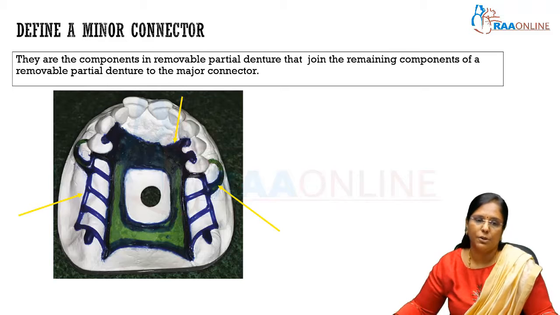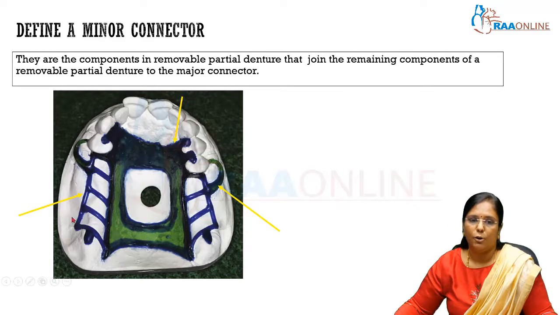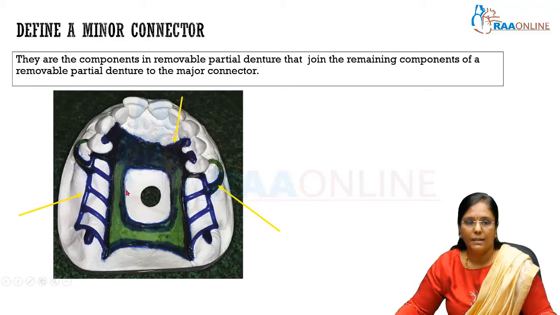As you could see in the picture, you have 3 arrow marks pointing out at 3 different places, showing the minor connectors or the types of minor connectors, that is actually joining the important parts, especially the direct retainer. You could see here, you could see here. So these are the interconnecting links.